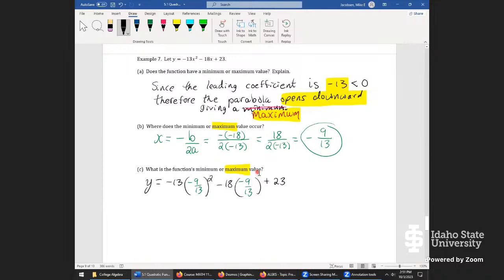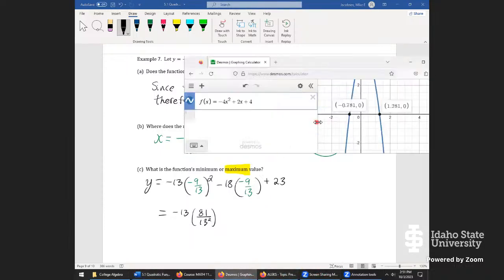I mean, it's good practice dealing with fractions anyway. So think of this as just kind of different kind of math, a little bit relaxing, and we'll work through it. So first thing I'll do is square this quantity. It'll be negative 13 times 81. And I'll just call it a 13 squared down below, anticipating the cancellation of 13 into that 13. From here on out, we're going to need a calculator. So let's grab Desmos.